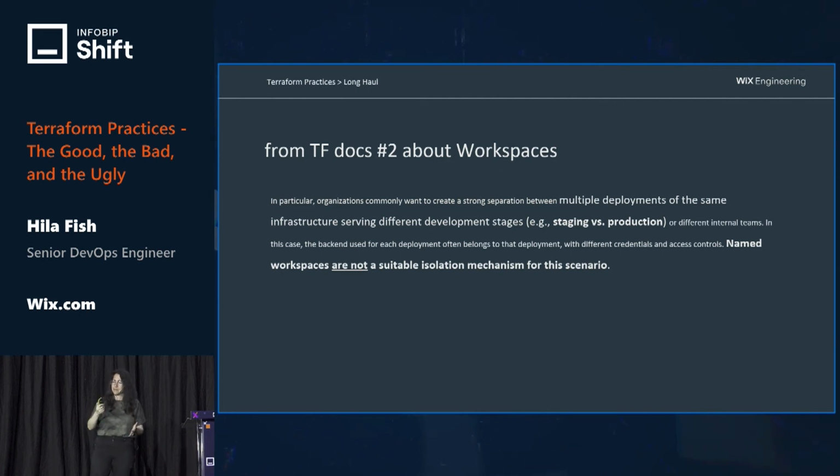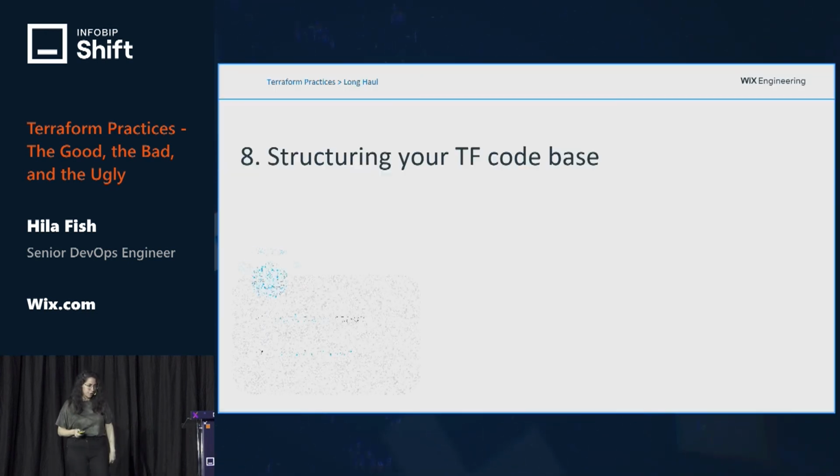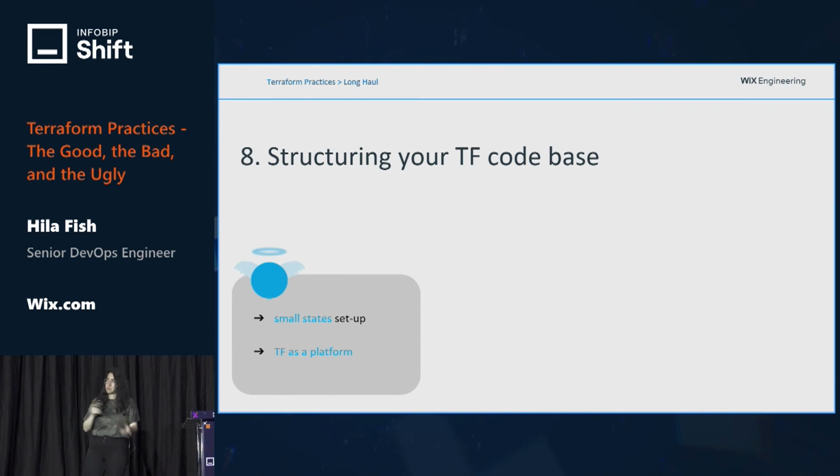So this is another reason why you should consider and think things through before you go with workspaces in your implementation. And at least we can think about workspaces in one way. A classic usage is like a side branch. I can create a workspace, test my syntax, see everything is okay, and then apply it on the default workspace, which is the production.